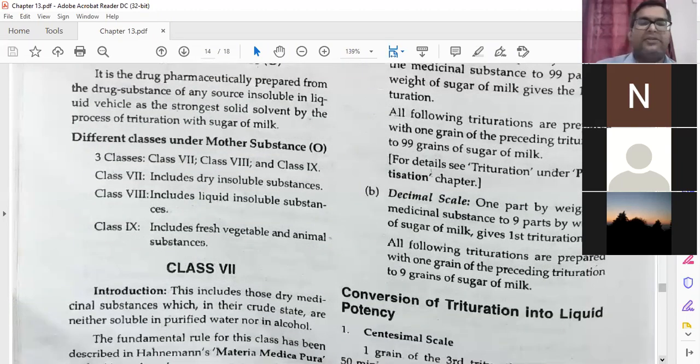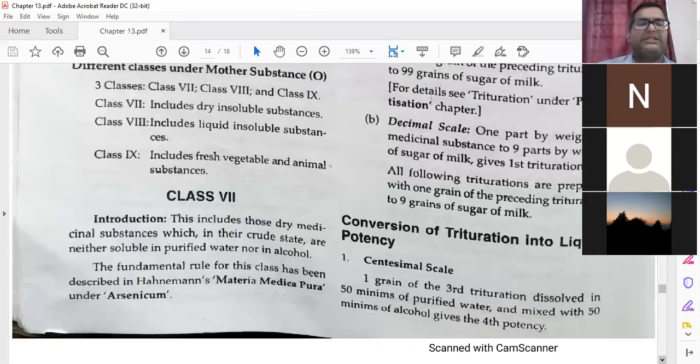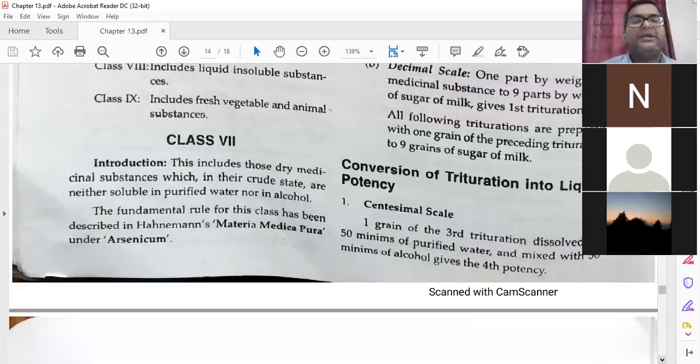Now we will see class 7. What are the things in class 7? Introduction: this includes those dry medicinal substances which in their crude states are neither soluble in purified water nor in alcohol. The fundamental rules for these classes have been described in Hahnemann's Materia Medica Pura under Arsenic album. Remember it. For these classes, Dr. Hahnemann has not given a separate chapter.